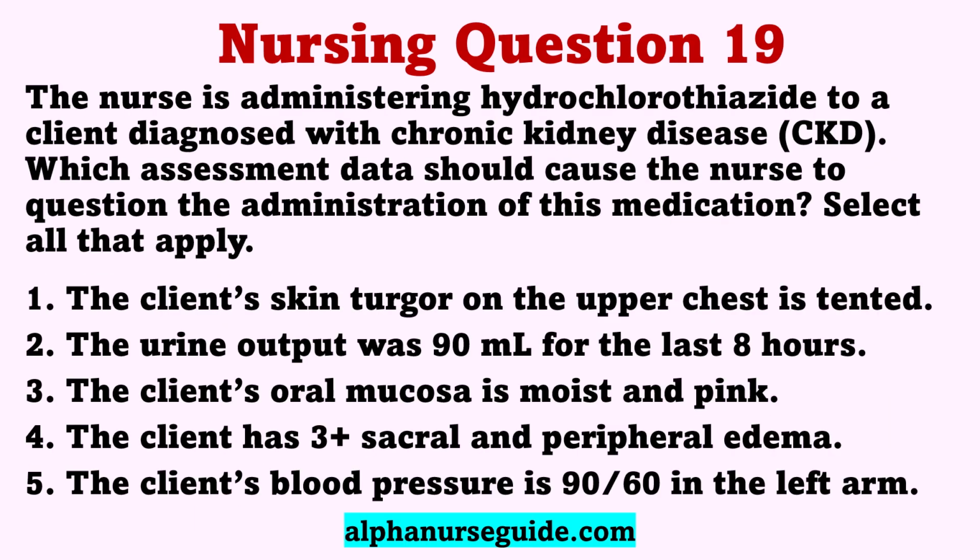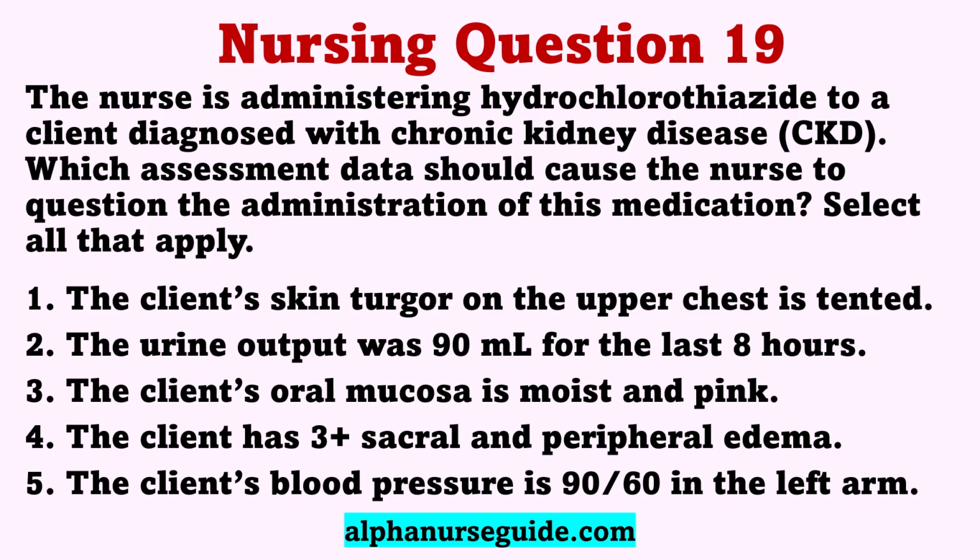The nurse is administering hydrochlorothiazide to a client diagnosed with chronic kidney disease. Which assessment data should cause the nurse to question the administration of this medication? Select all that apply. 1. The client's skin turgor on the upper chest is tented. 2. The urine output was 90 milliliters for the last 8 hours. 3. The client's oral mucosa is moist and pink. 4. The client has 3+ sacral and peripheral edema. 5. The client's blood pressure is 90/60 in the left arm.